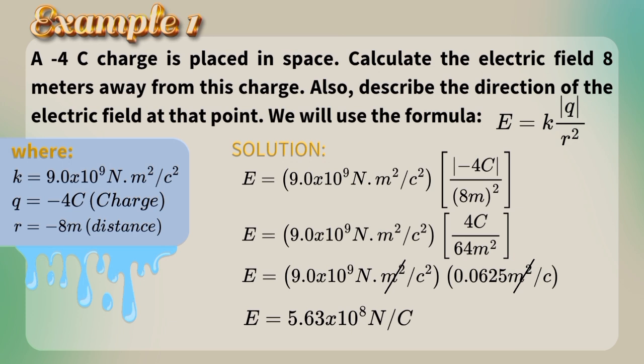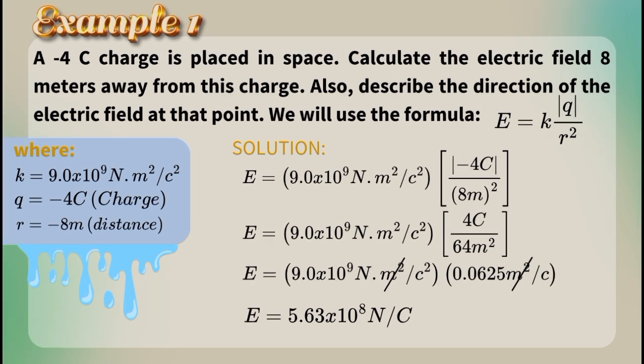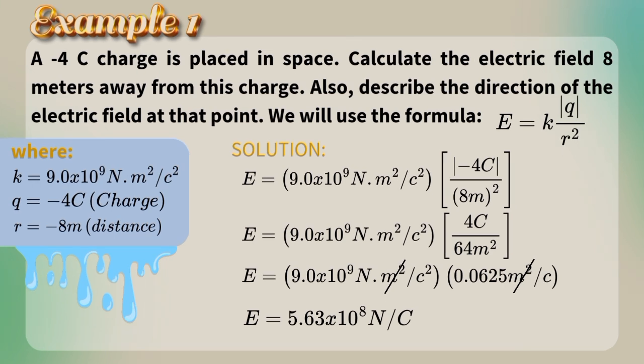Example number 1. These are the givens: k, the constant value, the charge of negative 4 C, and the distance of 8 meters. For the electric field due to a point charge, we will use the formula given. We multiply Coulomb's constant times the absolute value of the charge, negative 4 C, divided by 8 meters squared. The answer is 5.63 times 10 raised to positive 8 newtons per coulomb.